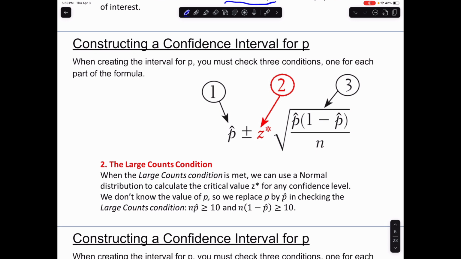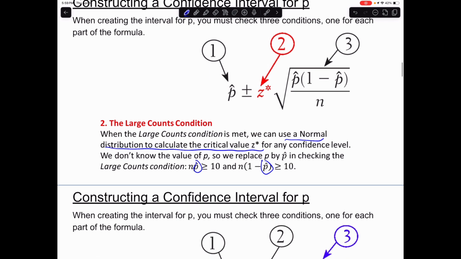Next, the large counts condition. That's checking that normality so that we can calculate Z star. Remember, we do use P hat. We're going to do an example in just a minute on how to find Z star.